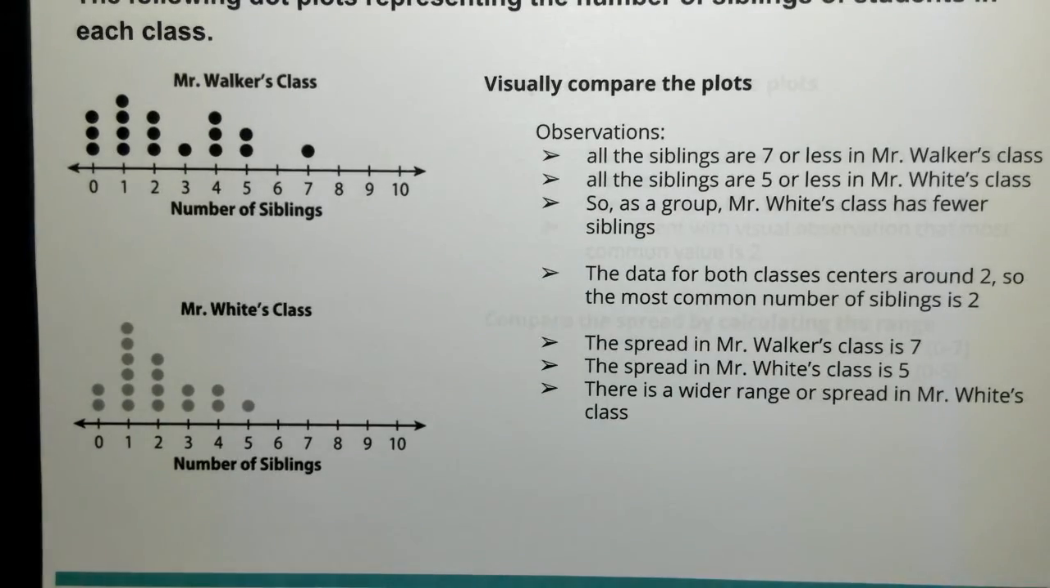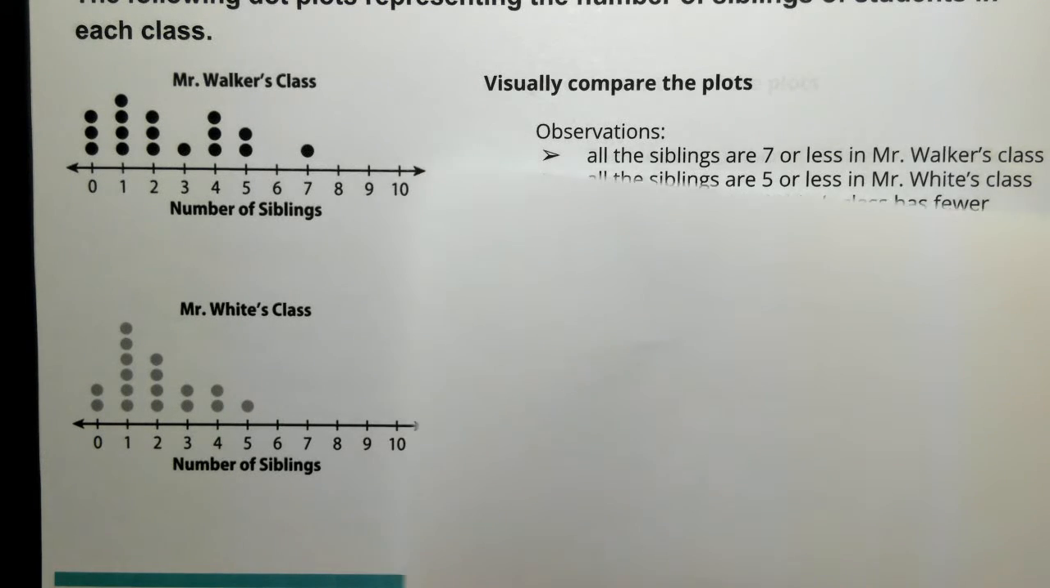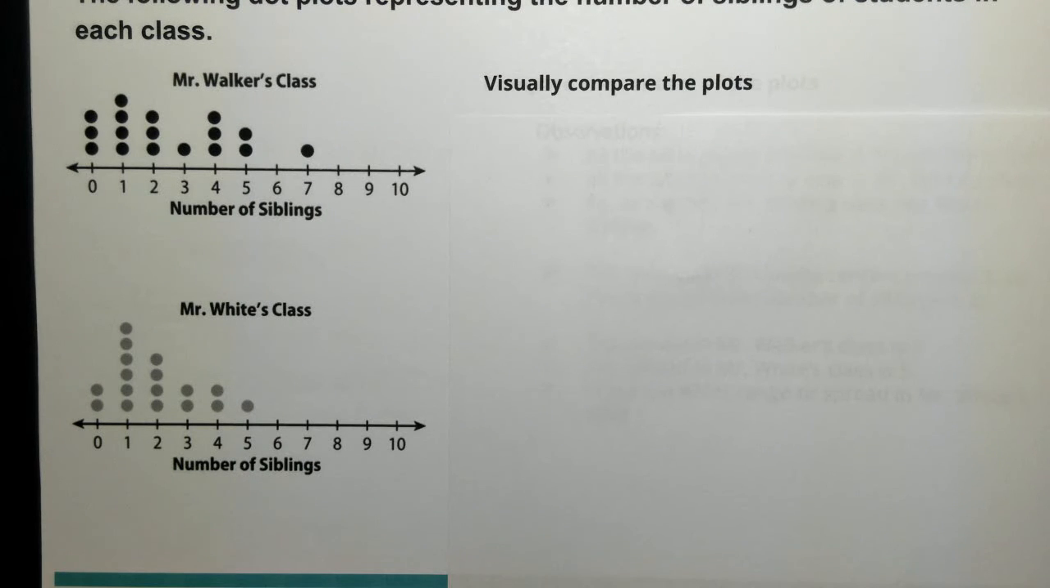Moving on, let's talk about our turn here. Hang on, I'm going to cover some of this up for now. We're going to use this example for the next three questions. So we've got Mr. Walker's class and Mr. White's class, and we're looking at the number of siblings in each. So let's use our observation powers again, and let's look at it.